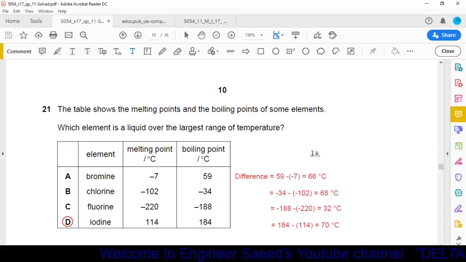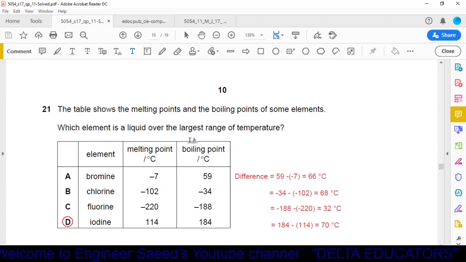Question number 21. The table shows the melting points and boiling points of some elements. Which element is a liquid over the largest range of temperature? Okay, here we have four elements: bromine, chlorine, fluorine and iodine. We have melting points and boiling points of these elements. Now it is asked which element is a liquid over the largest range.